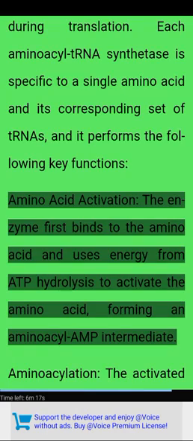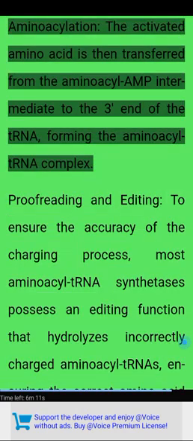Amino acid activation. The enzyme first binds to the amino acid and uses energy from ATP hydrolysis to activate the amino acid, forming an aminoacyl-AMP intermediate. Aminoacylation. The activated amino acid is then transferred from the aminoacyl-AMP intermediate to the 3' end of the tRNA, forming the aminoacyl tRNA complex.